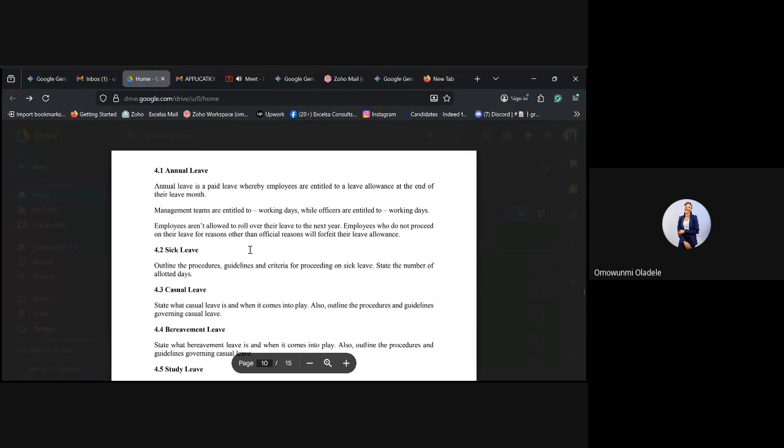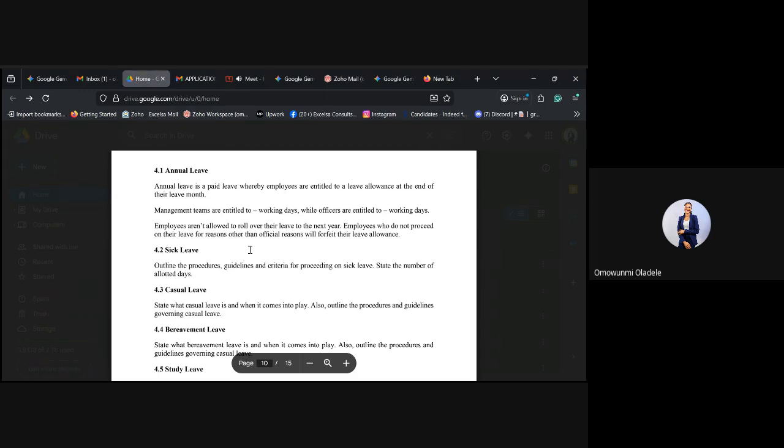For annual leave, some organizations do 20 working days a year. Some do 15 working days a year. The minimum stated in Nigerian labor law is 6 working days. That is, an employee should have at least 6 working days leave in a year, which is called annual leave.